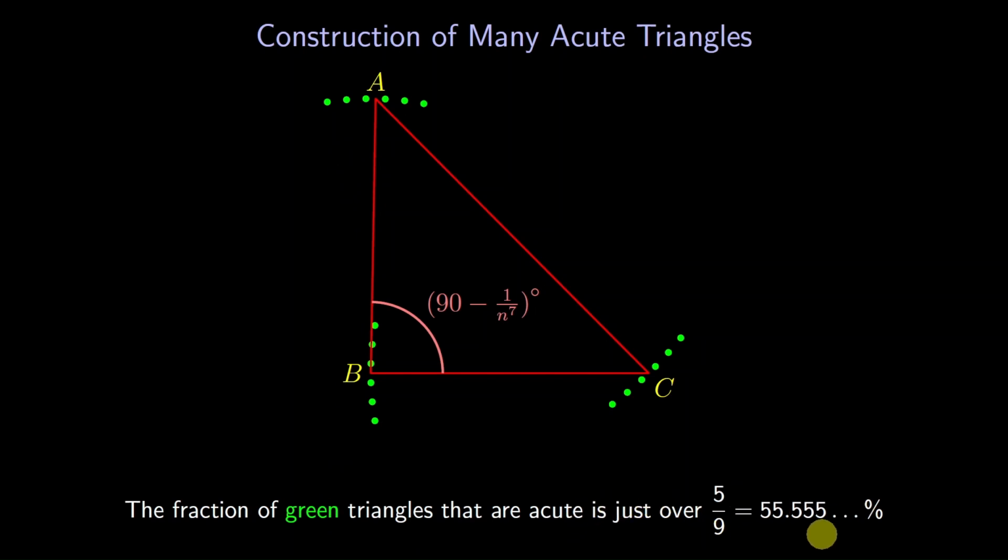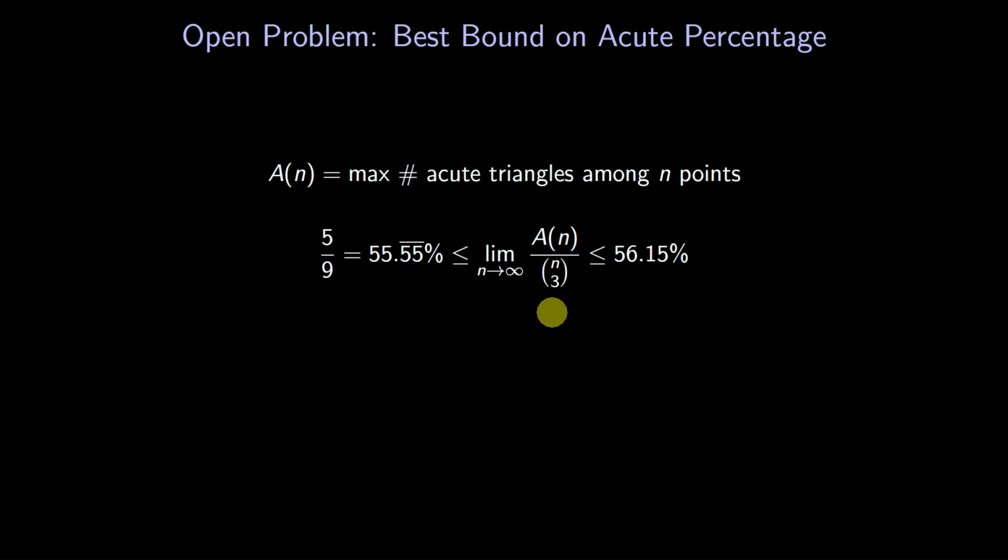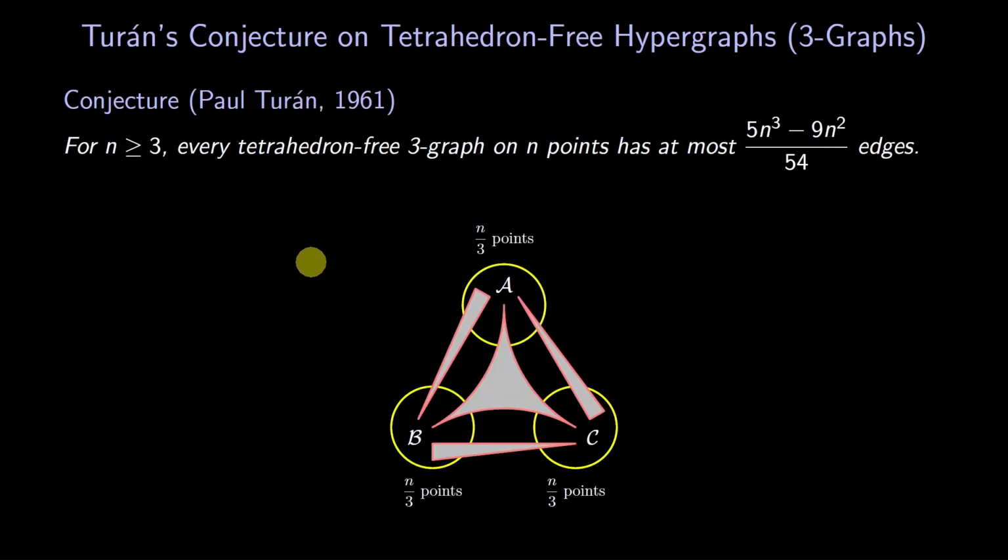So, let's summarize what we've learned about the acute triangle problem. We've shown that the maximum fraction of acute triangles is between 5/9 and 56.15% when the number of points is large. Because 5/9 is 55.5 repeating percent, we've sandwiched the limiting density in a pretty tight interval, but the final 1% is eluding us. We think the limiting density is 5/9, but we haven't proved it. Can you, dear viewer, solve this open problem? One way is to prove Turán's tetrahedron conjecture, or maybe there's a way to solve the acute triangle problem without fully settling Turán's conjecture.